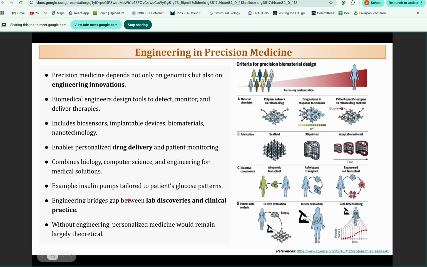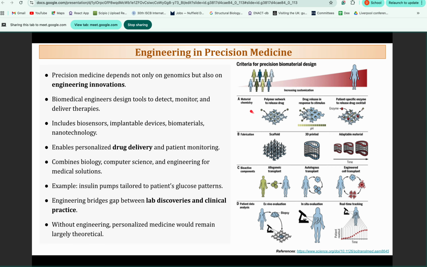And then engineering bridges the gap between lab discoveries and clinical practice. Without engineering, personalized medicine would remain largely theoretical. So this shows how important engineering is in precision medicine. These different things we'll see in the later slides, that is, how important biomaterials are and what biomaterials are. All these things are very important.